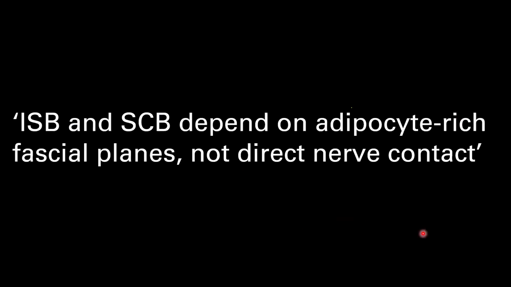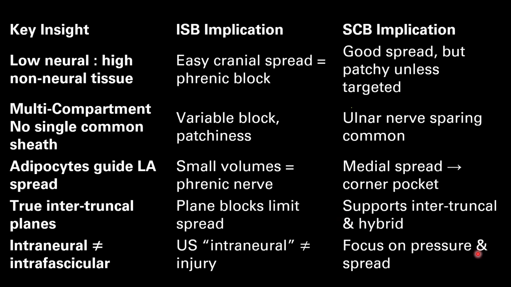So coming to a conclusion, the interscalene block and the supraclavicular block depend a lot on the adipose-rich fascial planes. There is no need of a direct nerve contact. It means that the needle tip has to be in the fascial planes where you have got adipocytes, which would be the future for the local anesthetic diffusion.